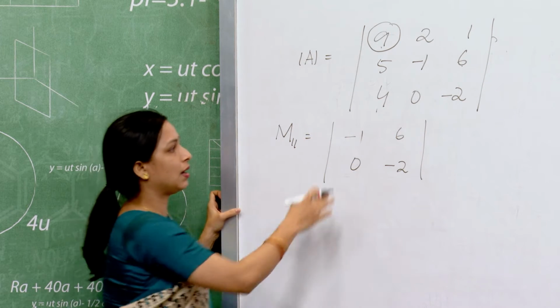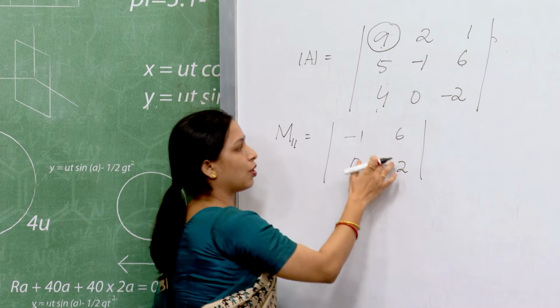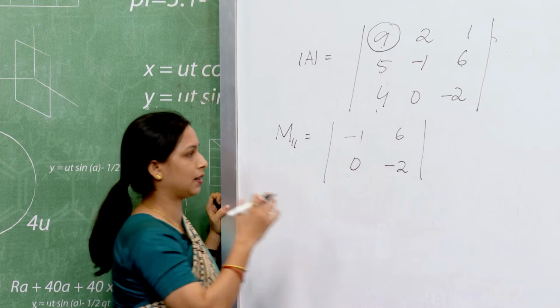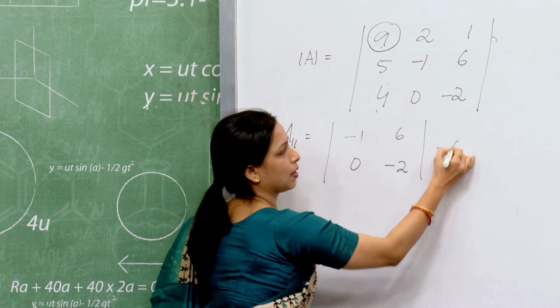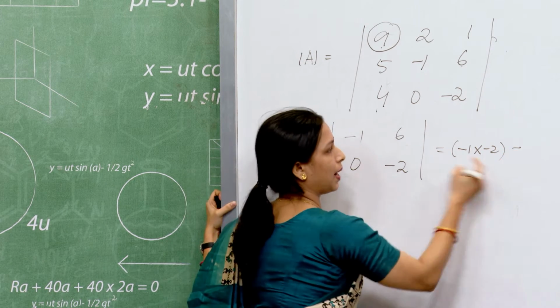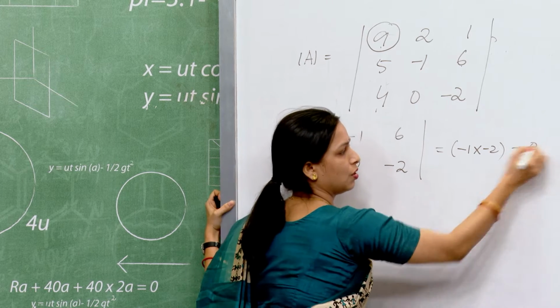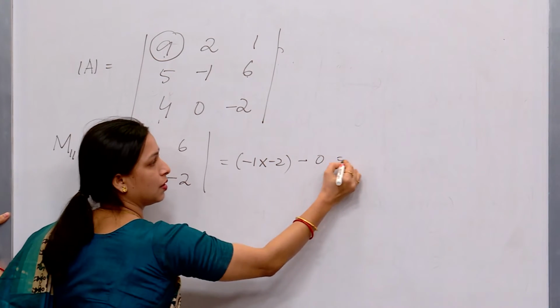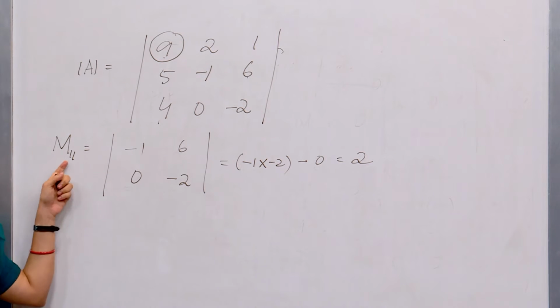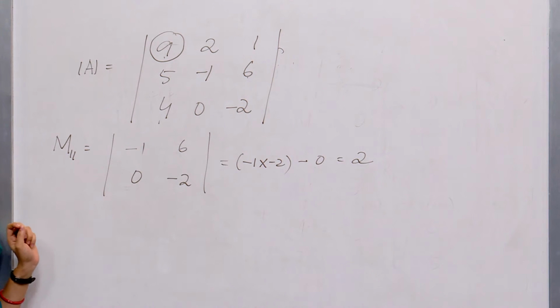This is remaining. Now, what is the next step? I cross multiply and find the difference of the diagonal elements, right, the parallel diagonal elements. So, that is minus 1 into minus 2, and this is minus 6 into 0. So, it is 0. So, minus 1 into minus 2 means 2. So, the minor of A 1 1 is 2, right.